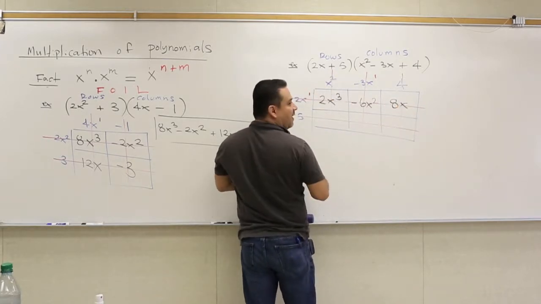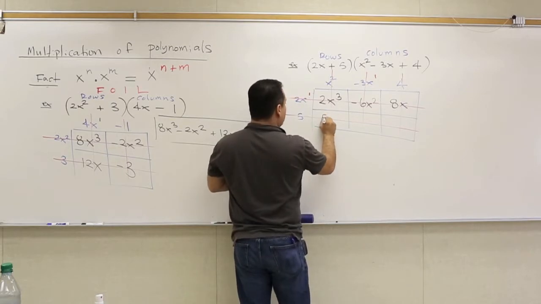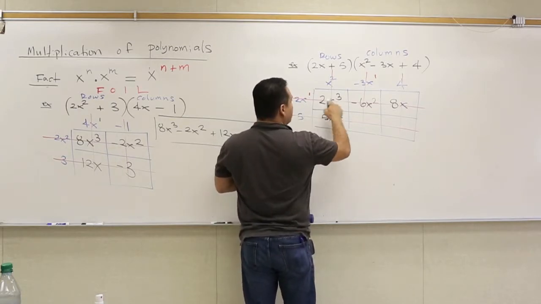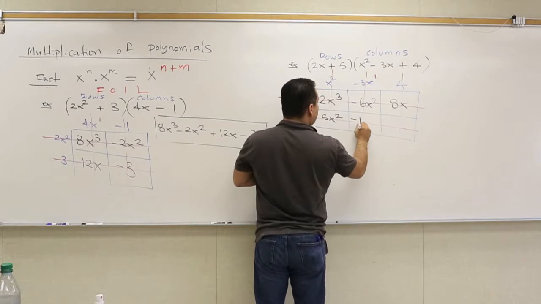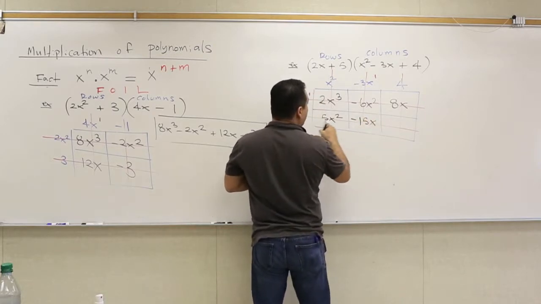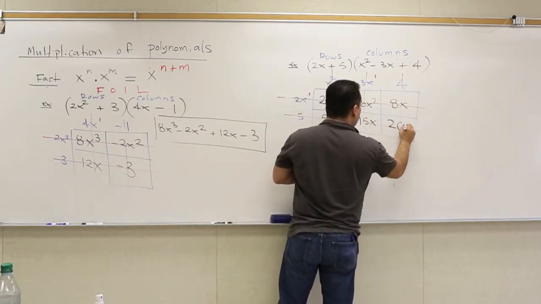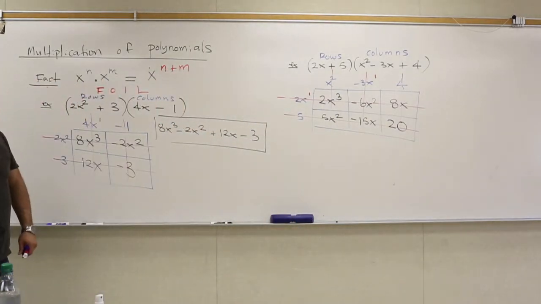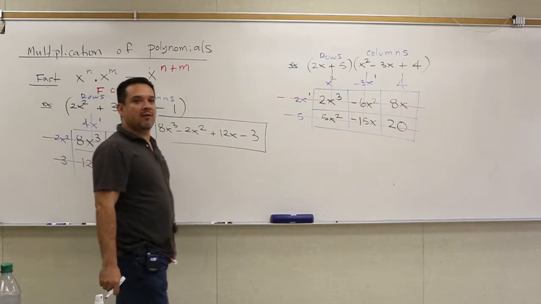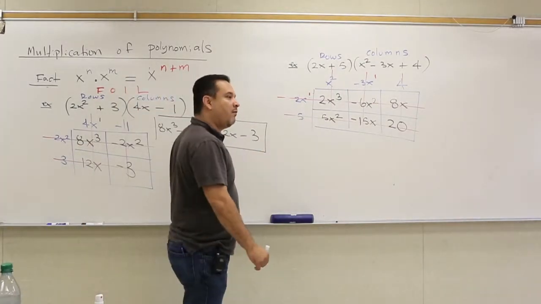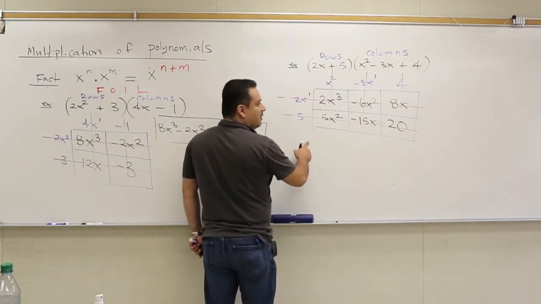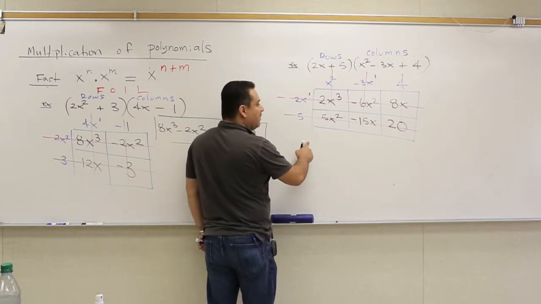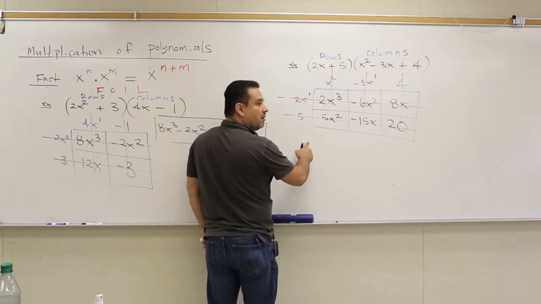5 times x squared, what's that? 5x squared. 5 times a negative 3x, what's this? Negative 15x. 5 times 4 is what? It's 20. So what do we do with all of this? What do you guys think? Combine like terms?